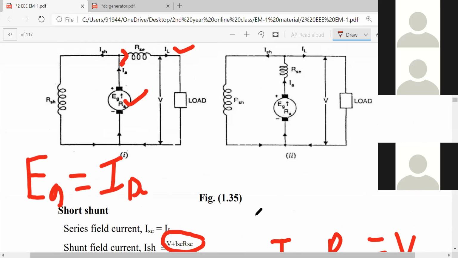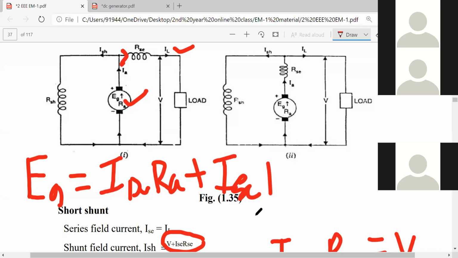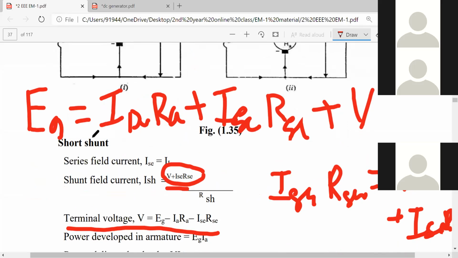The generated voltage మొత్తం మనకు terminal దగ్గర రాదు. Some voltage drop across the armature plus here the circuit is in series, and voltage drop across the series circuit. Current passing through the series circuit equal to Isc and series resistance equal to Rsc, plus V, the voltage drop across the load. Eg equal to IaRa plus series drop plus terminal voltage. From this V equal to Eg minus the total drop.